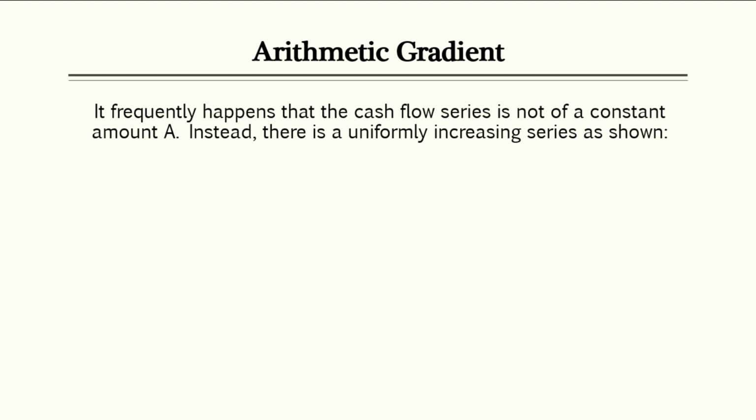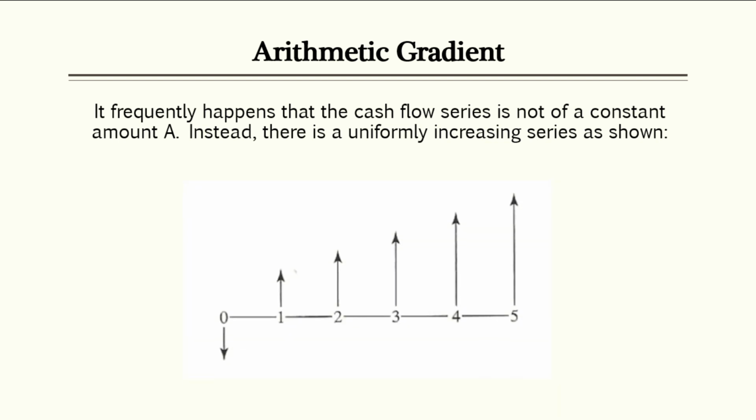It frequently happens that the cash flow series is not of a constant amount A. Instead, there is a uniformly increasing series as shown. So, there are certain cases kung saan yung disbursement natin ay hindi pare-parehas. 'Di ba? Yung last topic natin about annuity, yung disbursement natin from year 1 to 5 ay pantay-pantay lang. So, kapag sinabi nating arithmetic gradient, ang disbursement natin ay either increasing or decreasing.